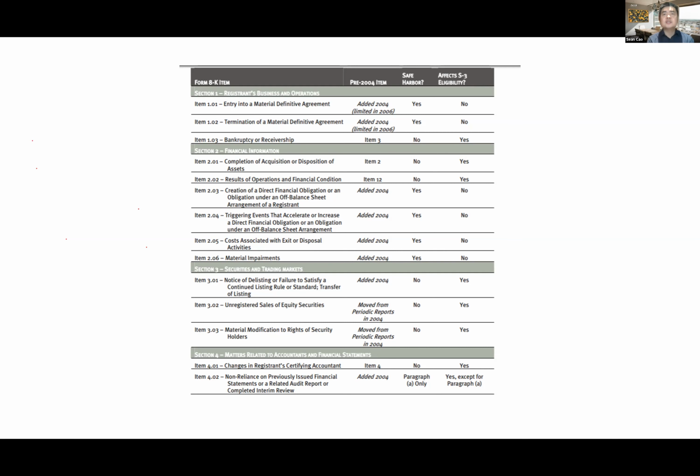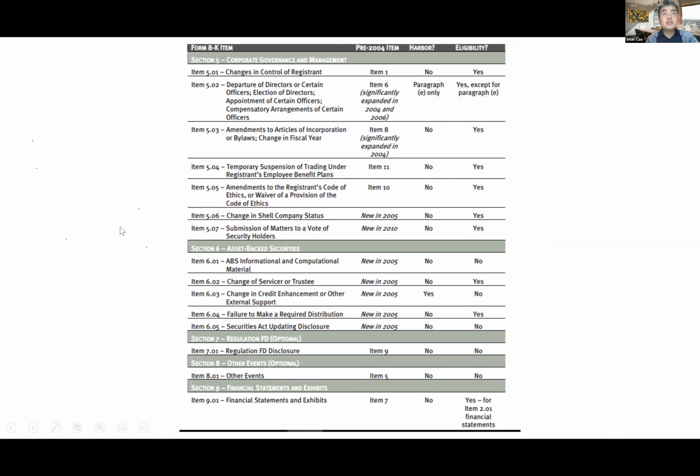So those are the two changes the SEC made to make the 8-K reporting more informative to investors and make the news classification more refined. You can see we added a lot of items after 2006. That's the structure of the 8-K and the changes we have in 2006. So let's look at more items.